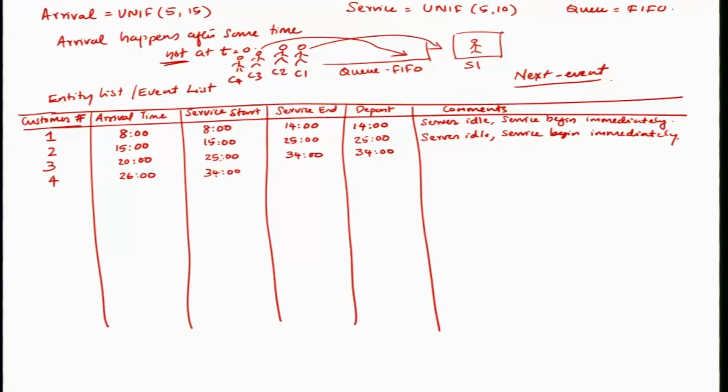Now that it is waiting in the queue, this arrival at the 26th will also trigger the next arrival. Let us say we take the next time as 7 time units. With the 7 time units, the fifth entity has arrived in the system. Here is your fifth entity, C5, and 26 plus 7 will be 33.